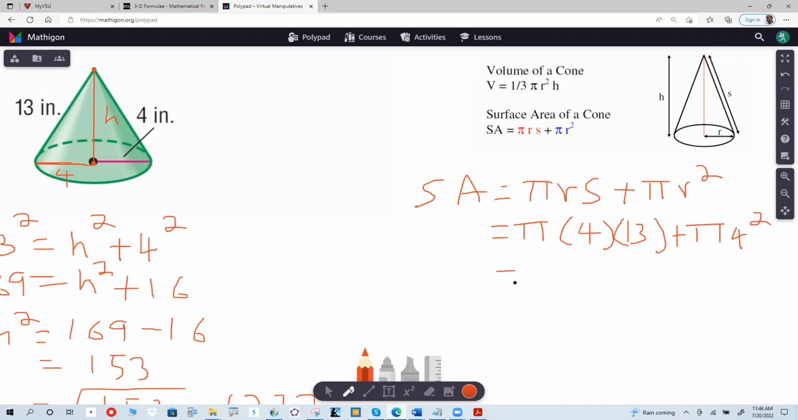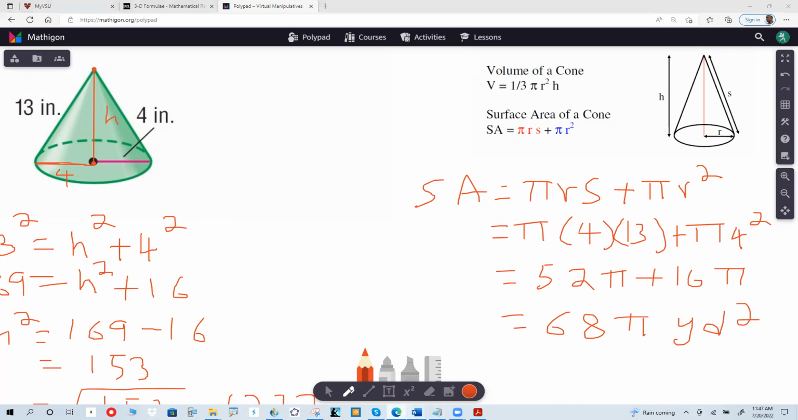Now, 13 times 4 is, I believe, 52. That makes it 52 pi. And 4 square is 16. That makes it 16 pi. And 52 plus 16 is 68 pi. That's your answer for surface area, and the unit will be yards squared. So that's my answer. I'm going to check my answer if you don't mind.